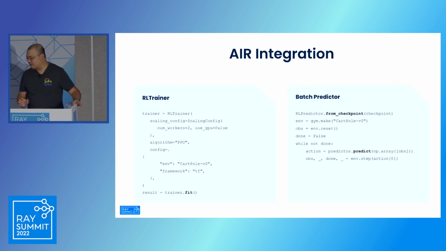So I'm showing an example of the RL trainer here. Apologize, the example is written before the algorithm config project was completed, so it still used the old config dictionary. But you can see that the key idea is that once you create this trainer, you have the same .fit API that you can use to train the RL policy.